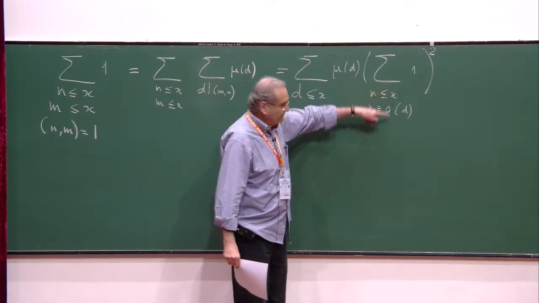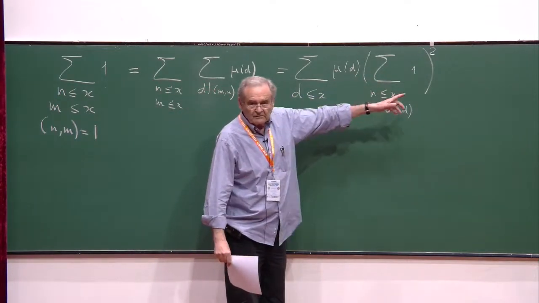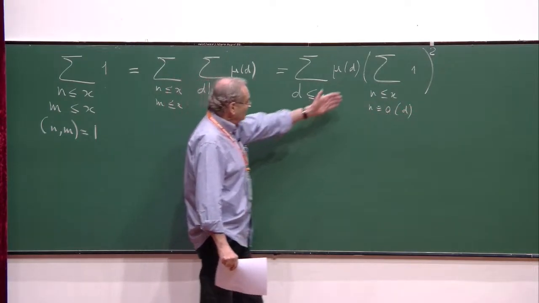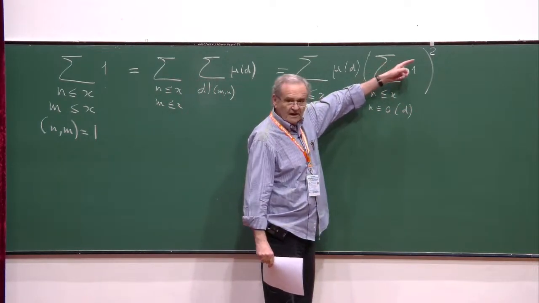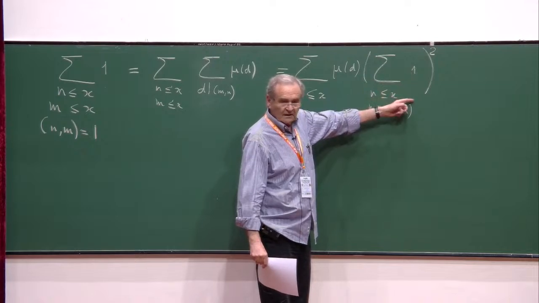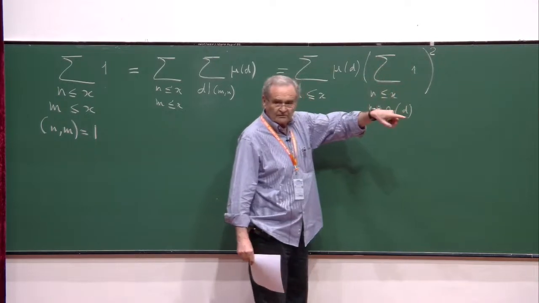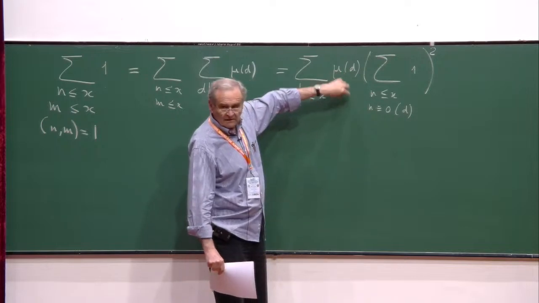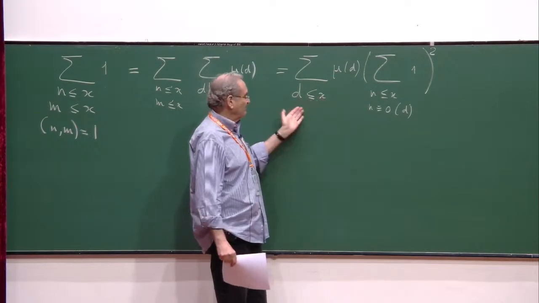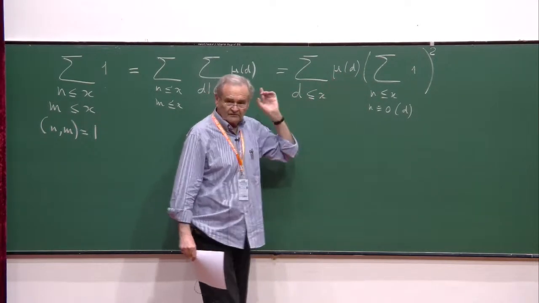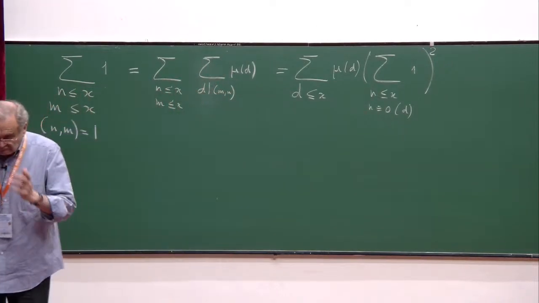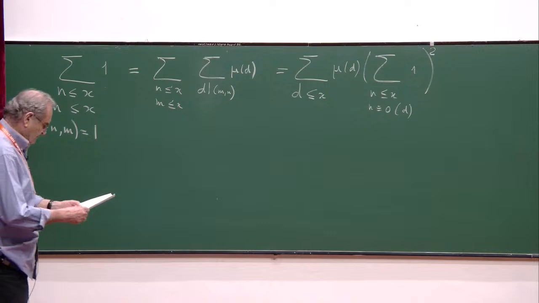This is about x over d with a very good error term, which is a big O of 1. And this will tell you something which is essentially x squared over d squared. And you take the x squared out, and you are summing mu of d over d squared. And since it is convergent, it is the same thing if you go to infinity, and this is just the 6 over pi squared that I was announcing. Okay, so this is this folklore result.